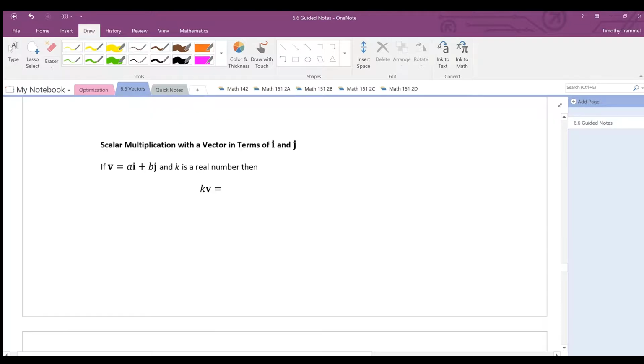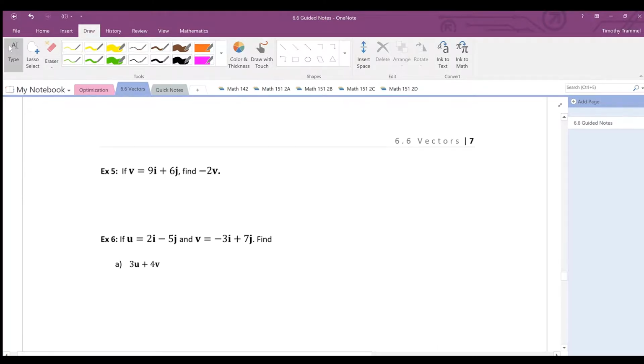And now you might be wondering, if we're writing things in terms of i and j, how do we multiply by a scalar? And this will also be simple. All we're going to do is multiply each component by k. So this will be a times ki plus b times kj. And that's it.